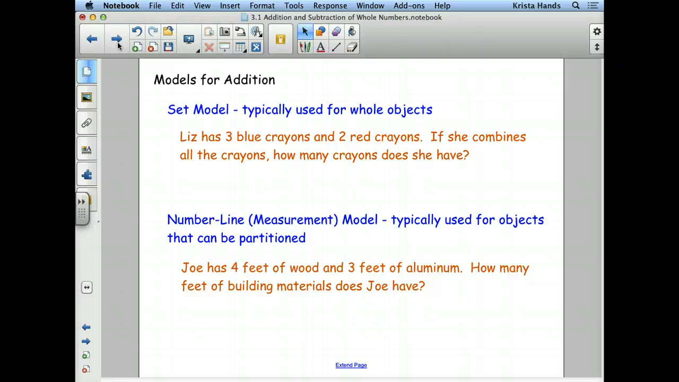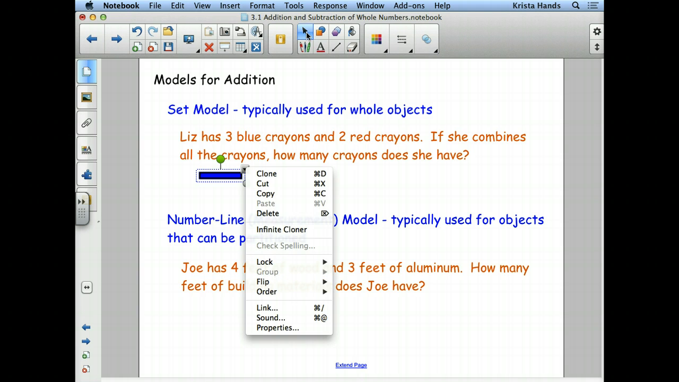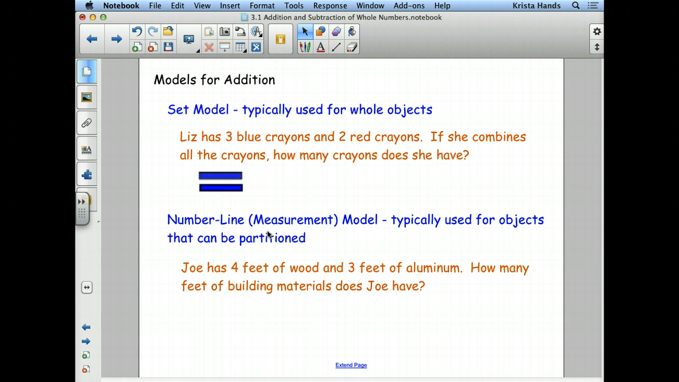Picture-wise, if you were drawing a picture of this, or modeling this in a concrete way, we could actually draw this. So I'm going to draw 3 blue crayons. I'm going to fill this in with blue, and I need 3 of them, in fact. There I have 3 blue crayons, and I have 2 red crayons.